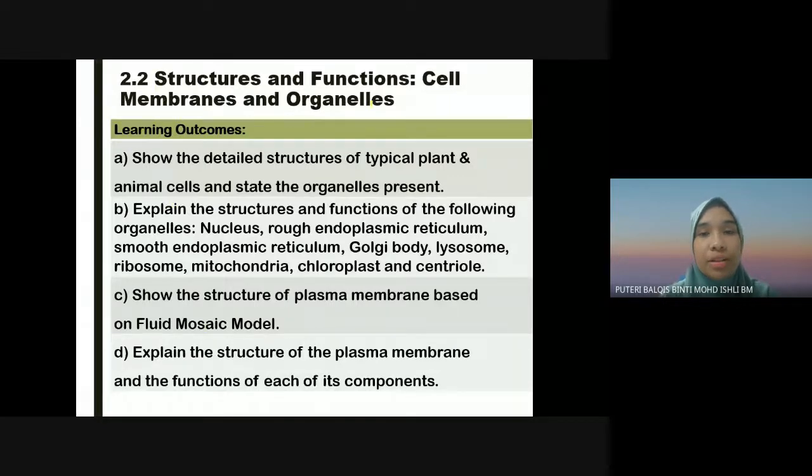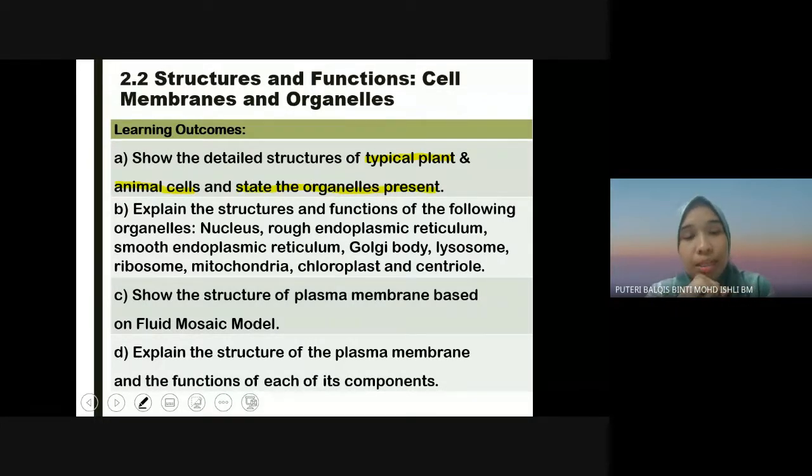Structure and functions, cell membrane and organelle. Okay, we will cover A, B, C, D. Show the detailed structures of typical plant and animal cell. Ini dia belajar daripada sekolah menengah. And state the organelle present.